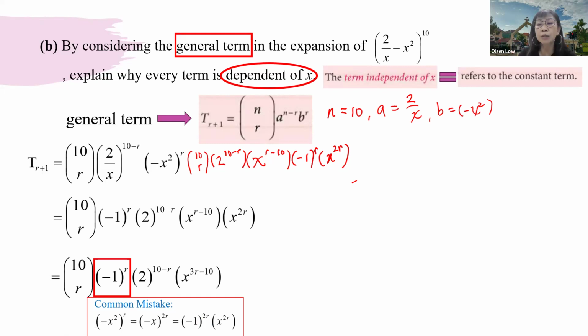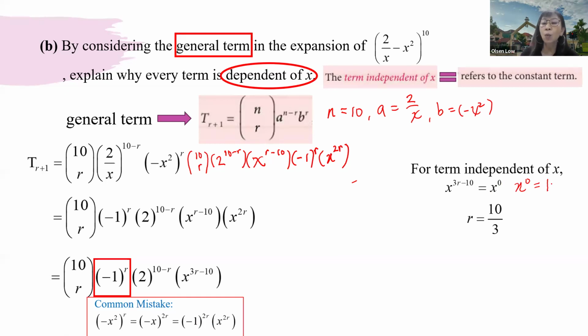Now, come back to the term independent of x. Independent of x simply means we want to look out for the constant term. So therefore, with the constant term, I need a term whereby the index is equal to 0. Why? Because we all know from the law of indices that x to the power of 0 is equal to 1. Basically, any number to the power of 0 always gives us a 1.